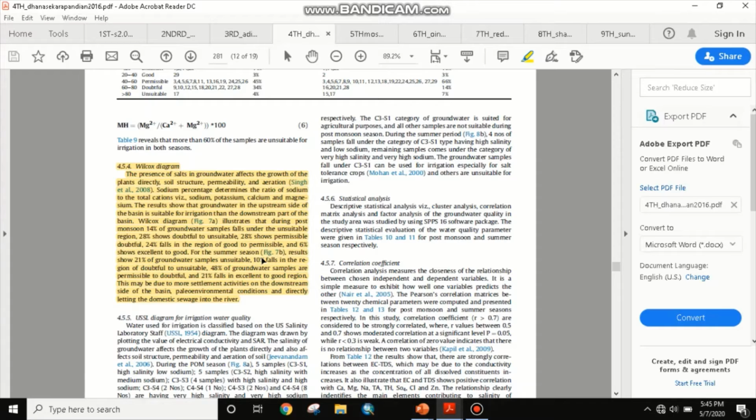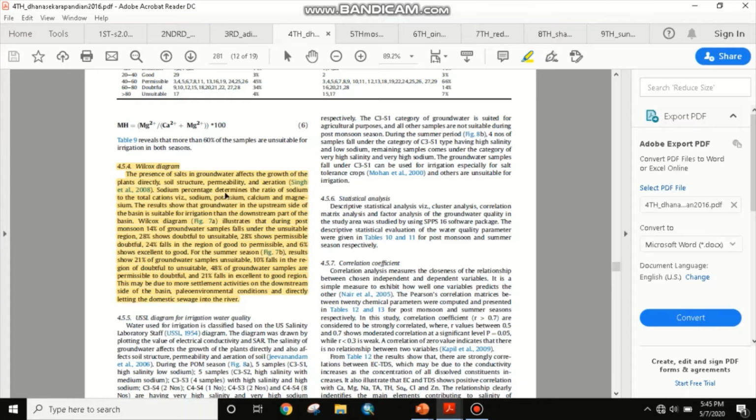For the summer season, the result shows 21% of groundwater samples unsuitable, 10% fall in the region of doubtful to unsuitable, 48% of groundwater samples are permissible to doubtful, and 21% fall in the excellent to good region. This may be due to more settlement activities on the downstream side of the basin, paleo-environmental conditions, and directly letting the domestic sewage into the river.